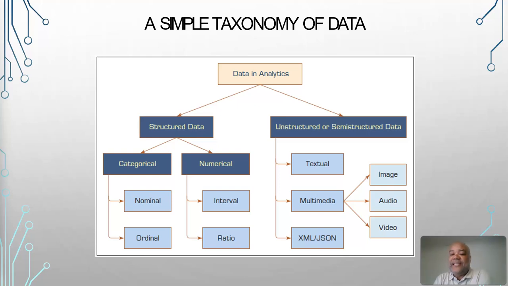So this is a taxonomy of data, dividing the data into two main categories: structured data and unstructured data, or even semi-structured data. Structured data is well organized, and it typically resides in databases or spreadsheets. It includes numerical data, such as sales figures, and categorical data, like product types or customer demographics. Numerical data is further classified into interval and ratio types, while categorical data is divided into nominal and ordinal, depending upon whether the order of the value matters.